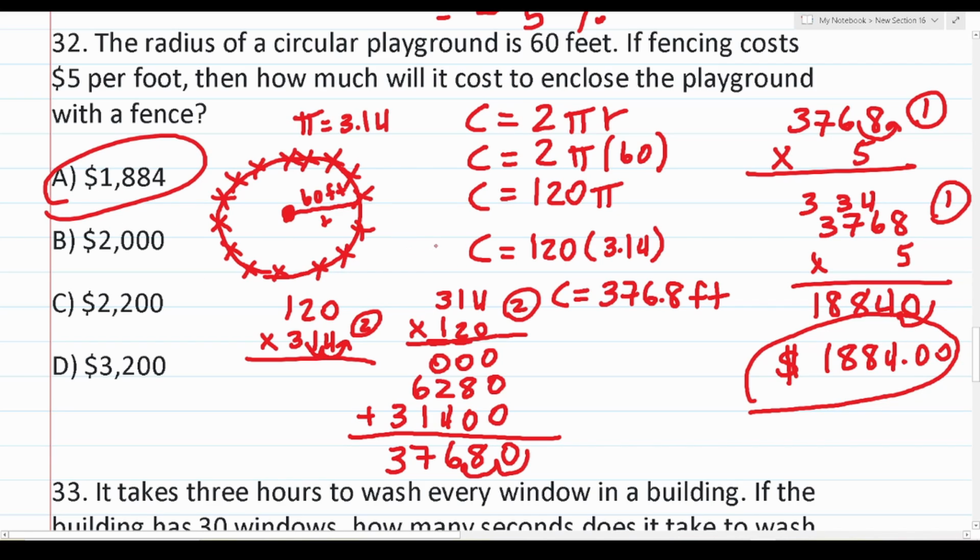Okay, so that's that one. Again, you're going to have to know how to find circumference and area of circles. For circumference, there are two formulas: pi times diameter, if you're given the diameter, or 2 pi r, if you're given the radius, which we were in this case. Okay, so that's this one.